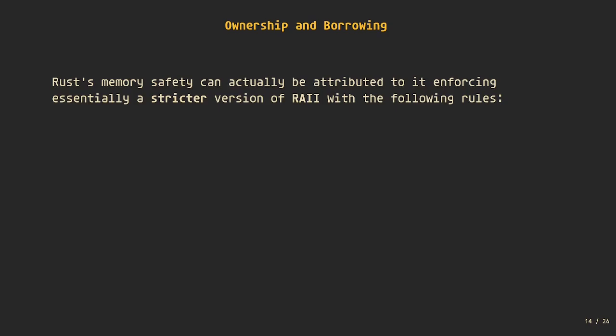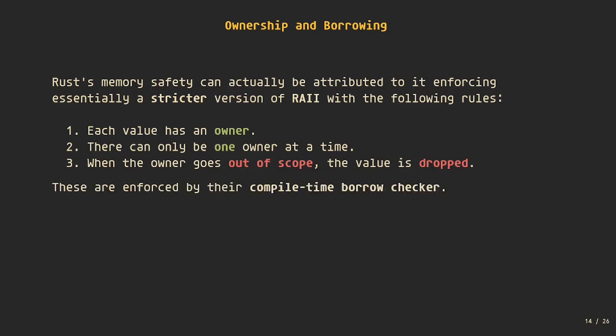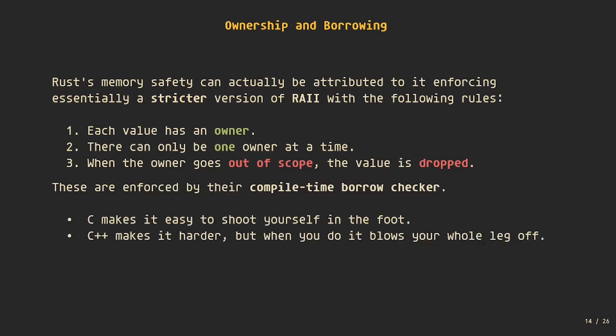Moreover, Rust's memory safety can actually be attributed to it enforcing essentially a stricter version of RAII with the following rules. That is, each value has an owner. There can only be one owner at a time. And when the owner goes out of scope, the value is dropped. These are enforced by their compile time borrow checker. C makes it easy to shoot yourself in the foot. C++ makes it harder, but when you do it, it blows your whole leg off. But Rust straight up just takes your entire arm off.